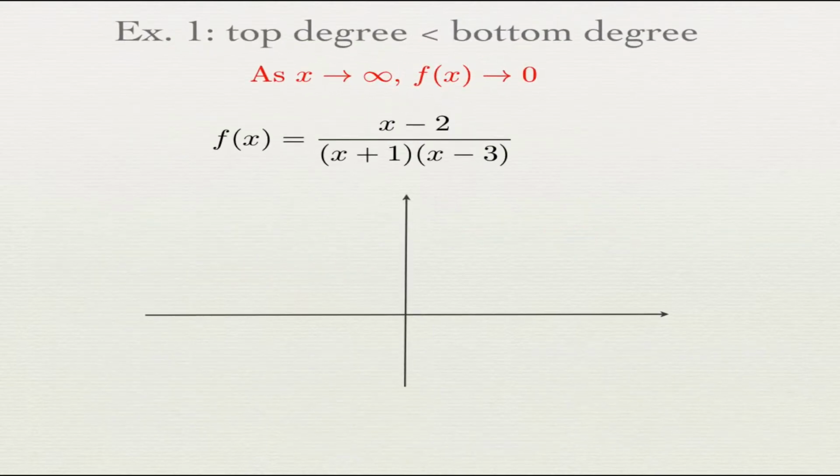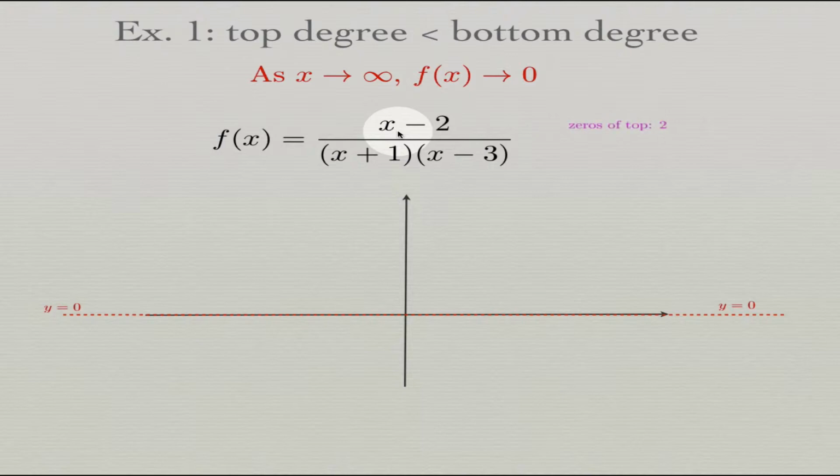First off, let's take a look where the top degree is smaller than the bottom degree, and so it eventually goes to 0. Here's a first degree over a second degree, so we know it'll eventually go to 0. We'll put a horizontal asymptote here, y equals 0. Then let's take a look at the 3 zeros. What would make the top part 0? Well, 2. That means there's an x-intercept at 2. What would cause the bottom division by 0 would be negative 1 and 3. And so these will be vertical asymptotes at negative 1 and at 3.